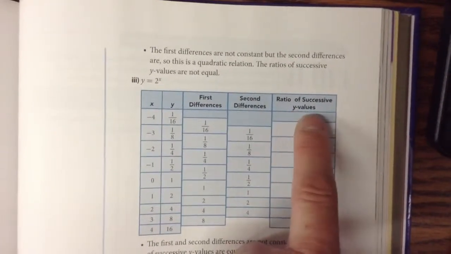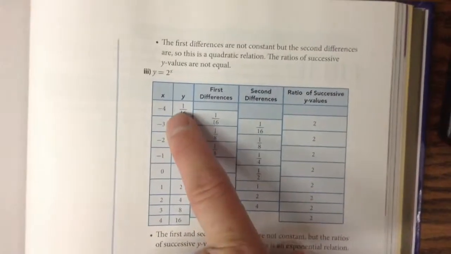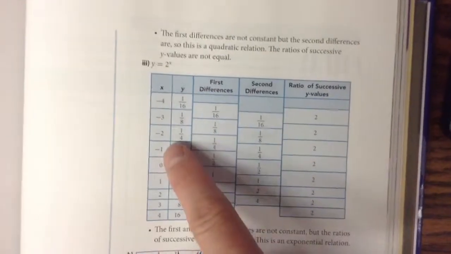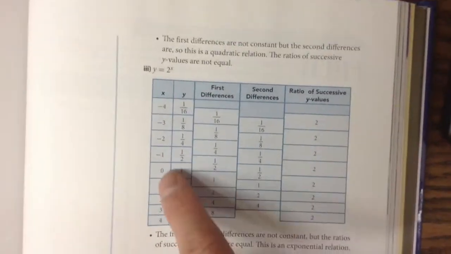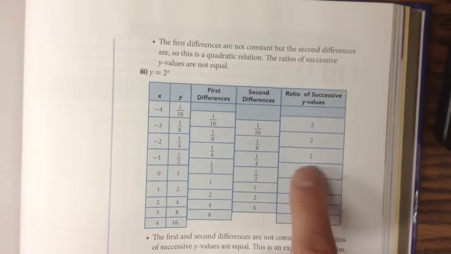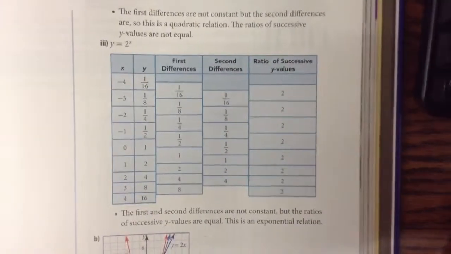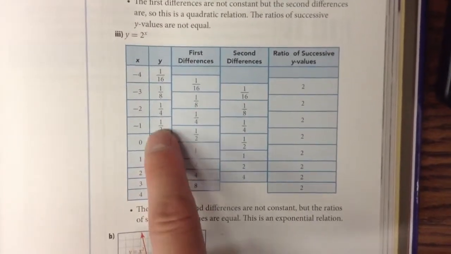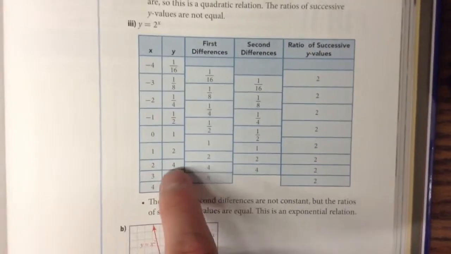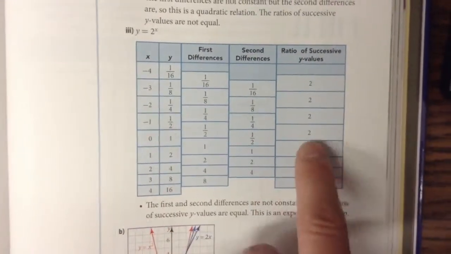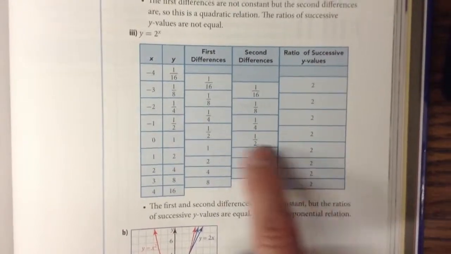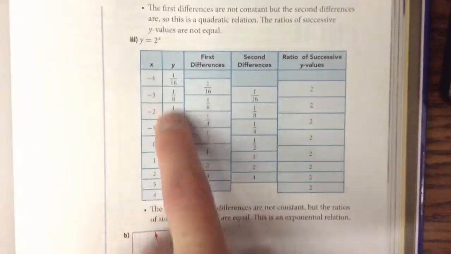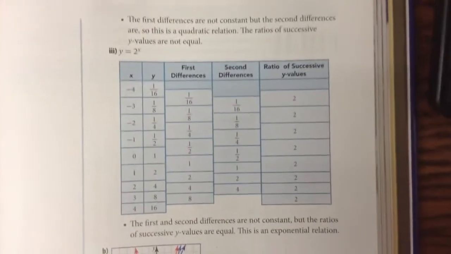So we try the ratio of successive y values. 1/8 divided by 1/16 is 2. 1/4 divided by 1/8 is 2. 1/2 divided by 1/4 is 2. Of course, these are ugly numbers. How on earth are you going to do that? Well, maybe focus more on the positive ones: 2 divided by 1, 4 divided by 2, 8 divided by 4, 16 divided by 8. They're all 2. It's a little easier than doing these fractions on your calculator. Though it's possible, I know for most of you it's a pain in the neck.